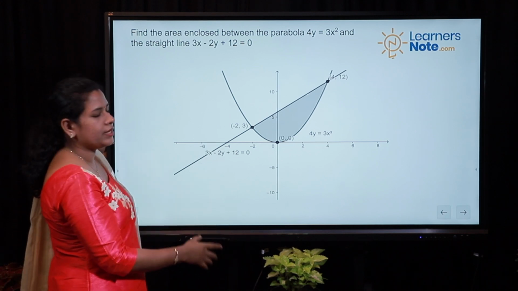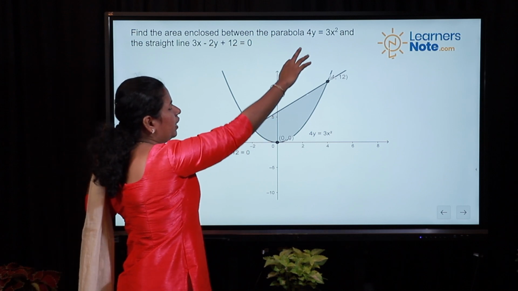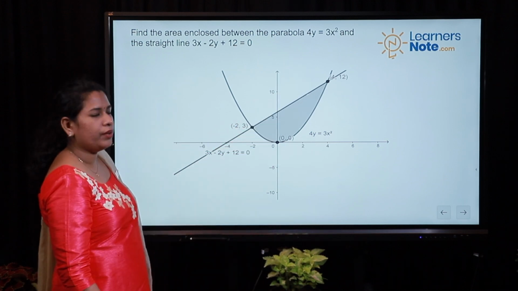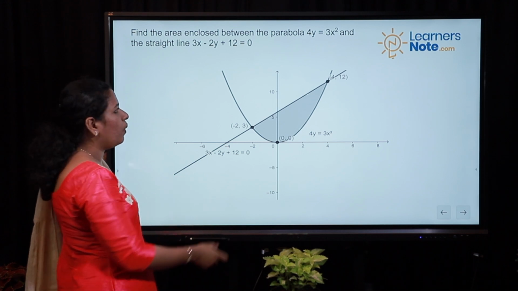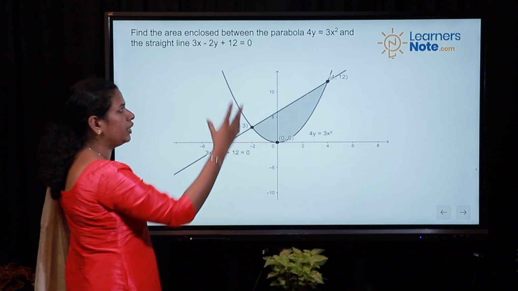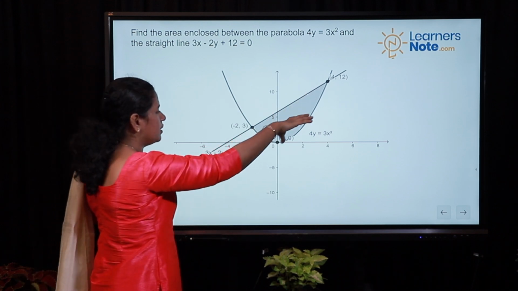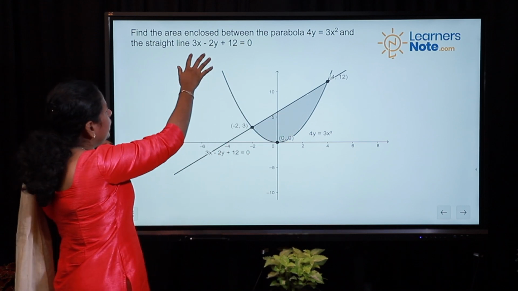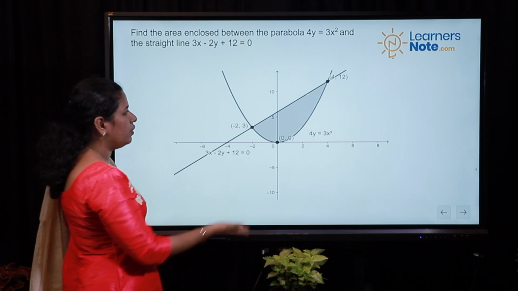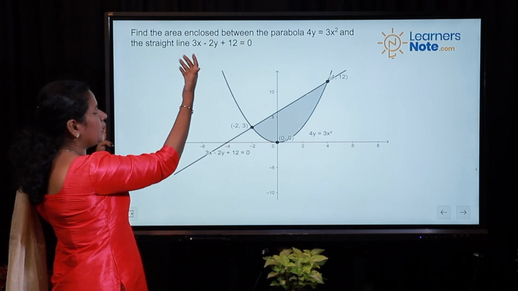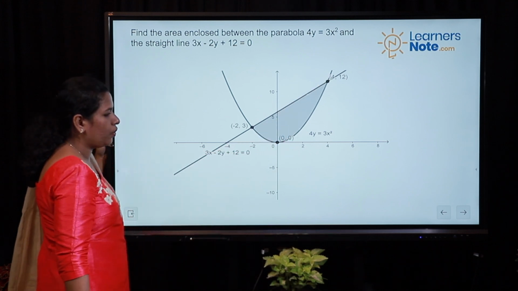Then here you can see in the next question, the equation of the curve is 4y is equal to 3x square. You have to understand, this is the equation for a parabola. So you have to draw the parabola by putting values for x and all. After drawing the parabola, you have to consider that is the first curve. Then 3x minus 2y plus 12 equal to 0. That is your second equation. After putting some values for x and y, you have to plot 3x minus 2y plus 12 also.